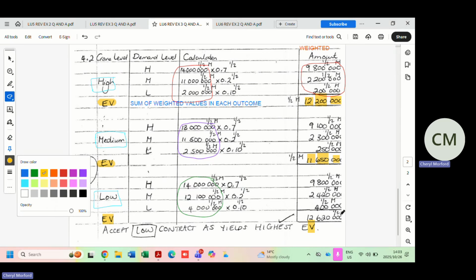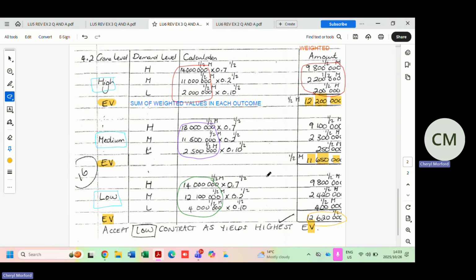So now we are in a position to be able to advise management on the best possible decision. So we have an expected value of 12.2 million for high, 11.65 million for medium, and 12.62 million for low. So on the basis of maximizing expected value, we pick the largest one, which in fact is the low. So to answer the question, we'll say management should accept the low contract, and always remember to back it up with a reason, because it gives the highest expected value.